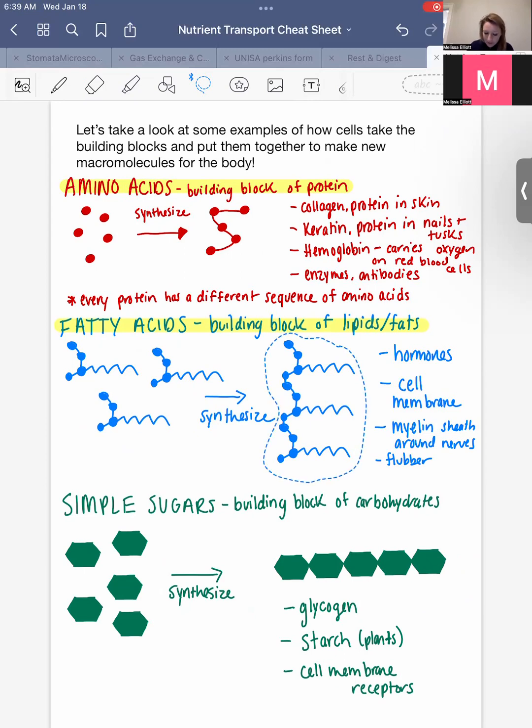Okay, so examples of that in the body. Our hormones like estrogen and progesterone are going to be built of lipids or fats. So our cells will take those fatty acids and then build hormones. Another option, actually, the cell membrane is mainly built of fats. So the cell will take those fatty acids and make them into the cell membrane.